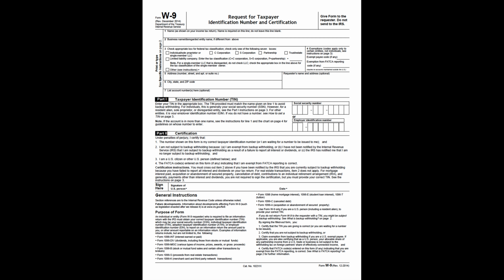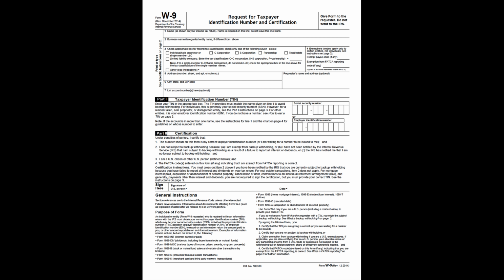On page 2. By signing the filled-out form, you: 1. Certify that the TIN you are giving is correct, or you are waiting for a number to be issued. 2. Certify that you are not subject to backup withholding, or 3. Claim exemption from backup withholding if you are a U.S.